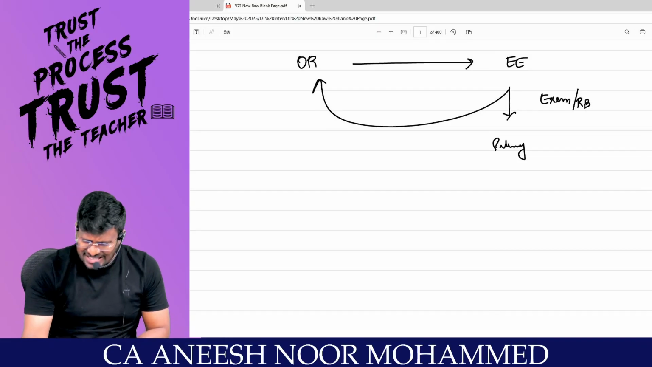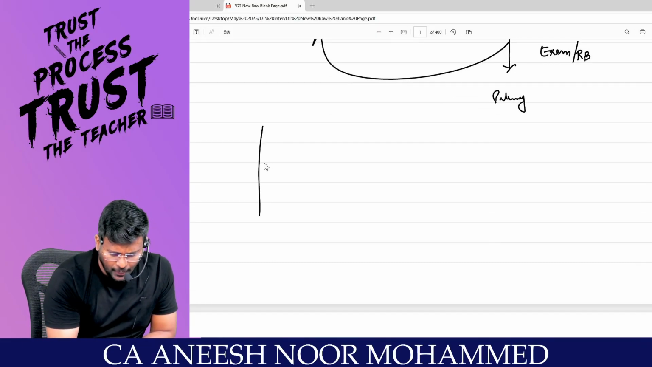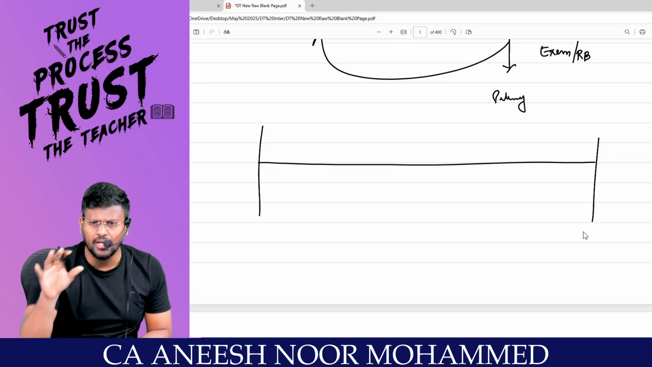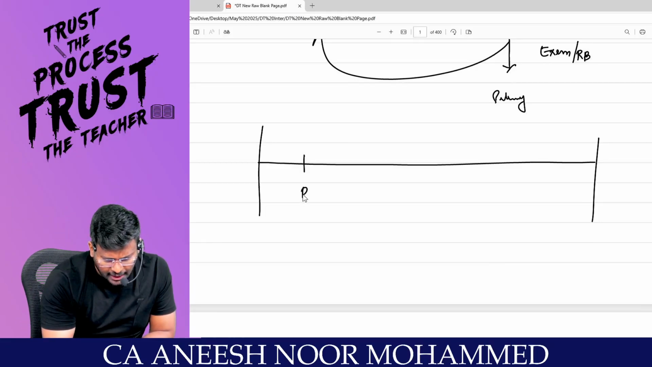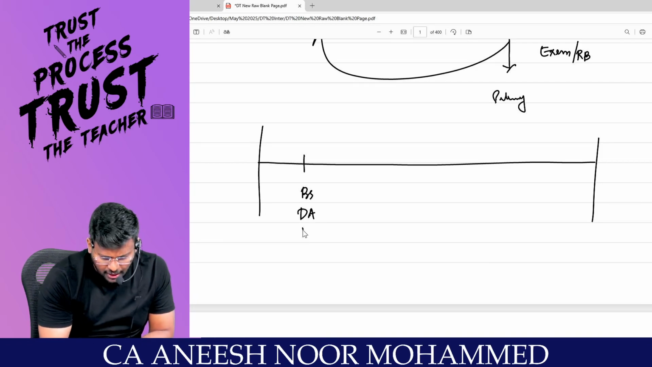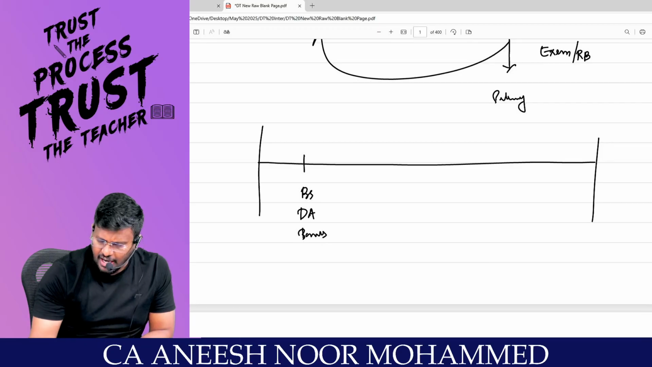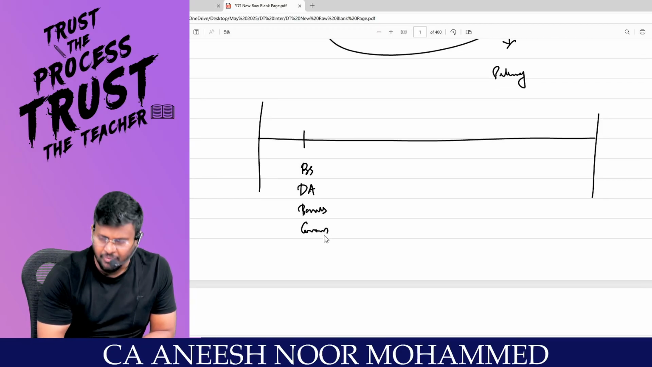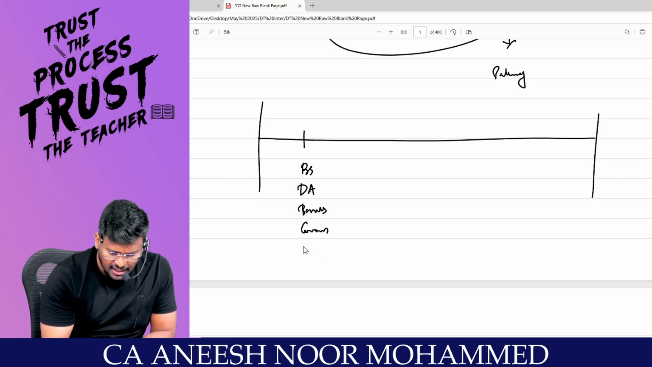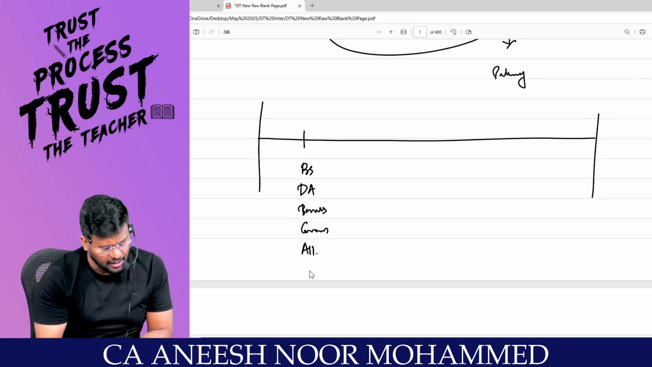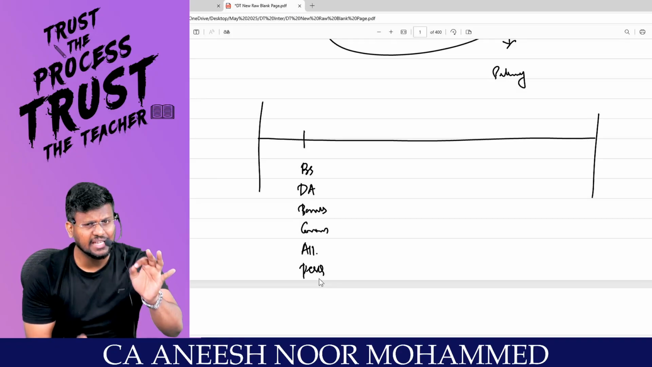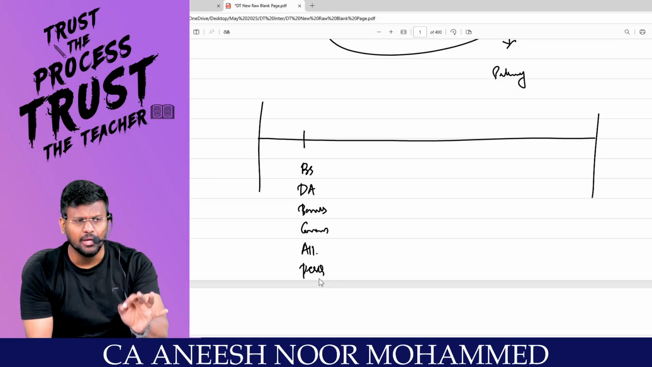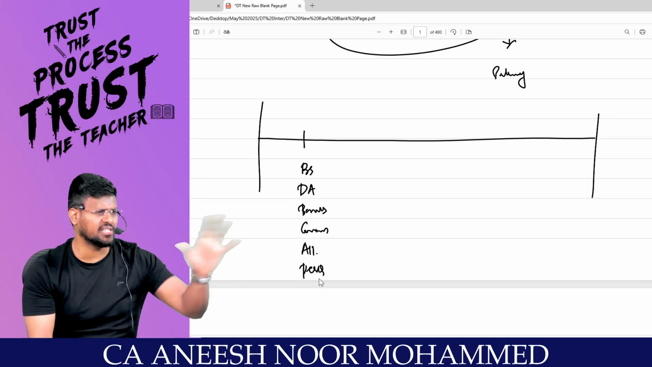What is generally happening is that at the age of 25 or 30, one person will be joining under an employer. Every year he will be getting basic salary. Every year he will be getting DA, bonus, commission, allowances, perquisites. Are you really with me? These are the income an employee will be earning on a year-to-year basis.